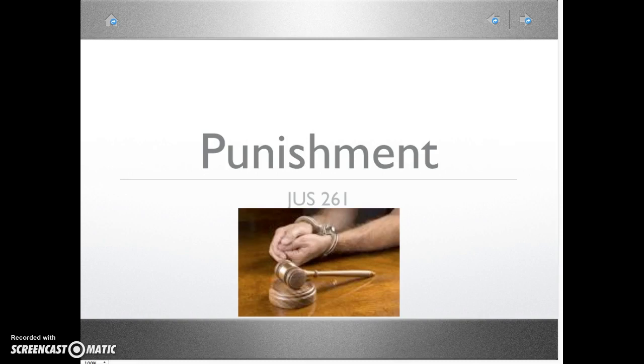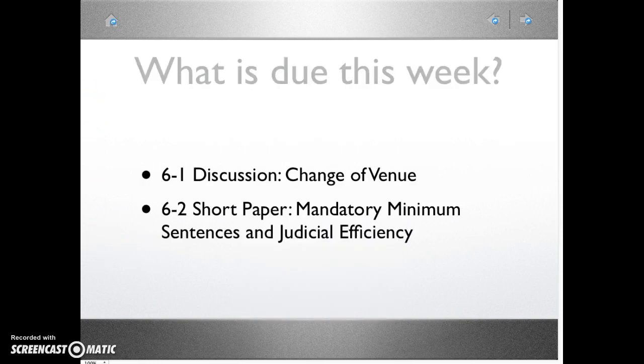Okay. So let's just talk about what we're doing this week. So what is due this week? Again, a discussion on change of venue, and then the short paper on mandatory minimum sentences and judicial efficiency. So this is what to do this week. So again, I've outlined the instructions for accessing LexisNexis in the announcement section today. And then we'll talk a little bit about mandatory minimum sentences and judicial efficiency and what it all means.